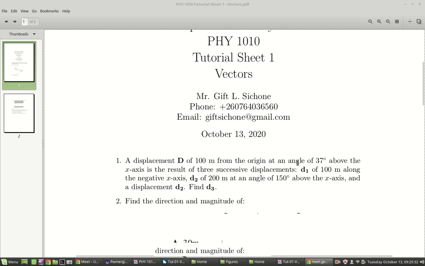Okay, let's start with question number 1. A displacement d of 100 meters from the origin at an angle of 37 degrees above the x-axis is the result of 3 successive displacements: d1 of 100 meters along the negative x-axis, d2 of 200 meters at an angle of 150 degrees above the x-axis, and a displacement d3. Okay, so that's supposed to be corrected. It's supposed to be a displacement d3.